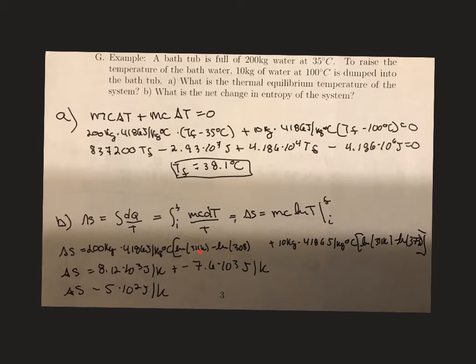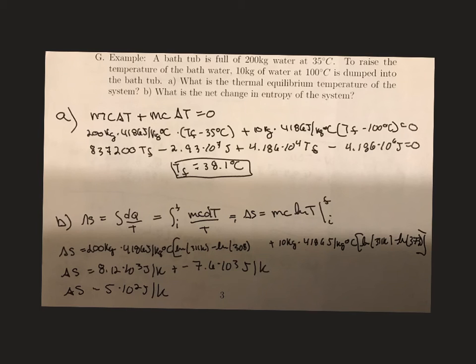So for the cold water, we're starting out at 308 Kelvin, which is the same thing as 35 degrees Celsius. And then we're going up to 38.1 degrees Celsius, or about 311 Kelvin. And then for the hot water, we start at 373, and we end at the same point, 311 Kelvin.